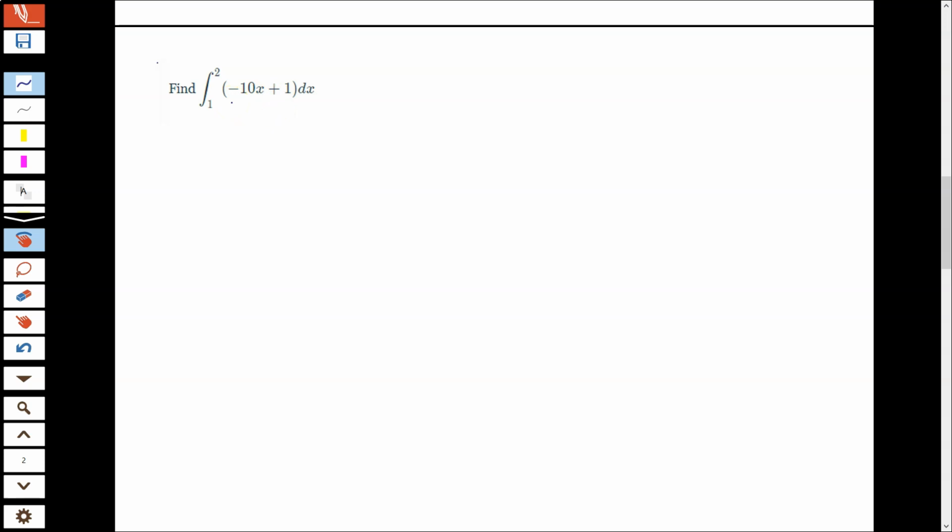And if you think back to power rule, our antiderivative of this should then be a quadratic function. So this first term is going to have an x squared in it, and this term is going to have an x in it. So we're thinking, what is the derivative of what would give me negative 10x plus 1, right? Well, we know we're going to have an x squared because we subtracted 1 from 2 to get the 1 on my x.